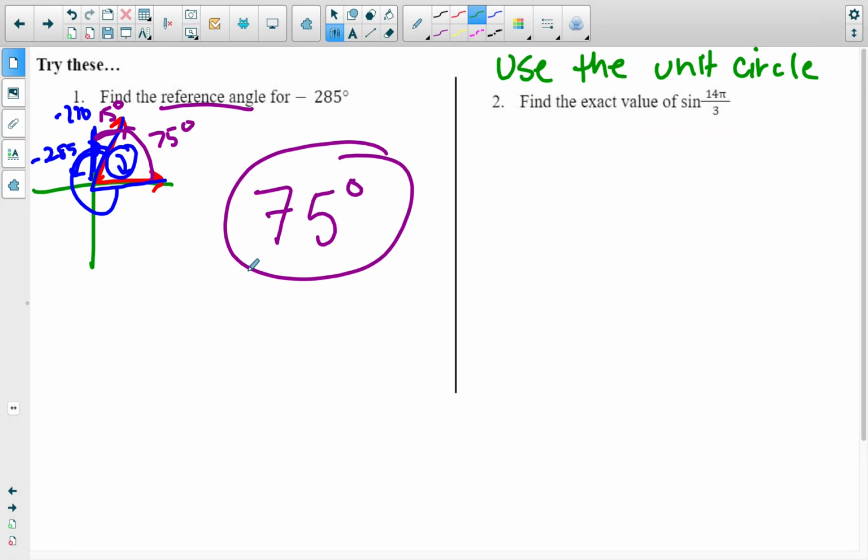Okay, well, you have a unit circle in your notes. I'm at the school, so the Wi-Fi is being kind of funny with my laptop. We're going to use the unit circle for this, right? And we just need to figure out what angle sine of 14 pi over 3 is equal to, okay?